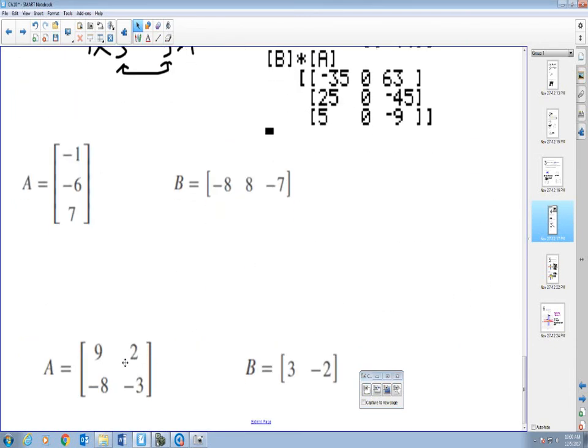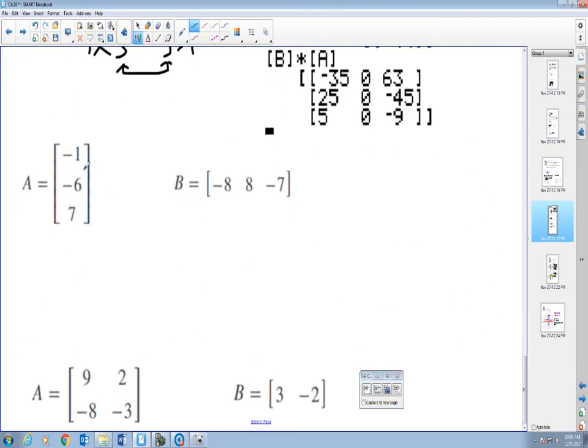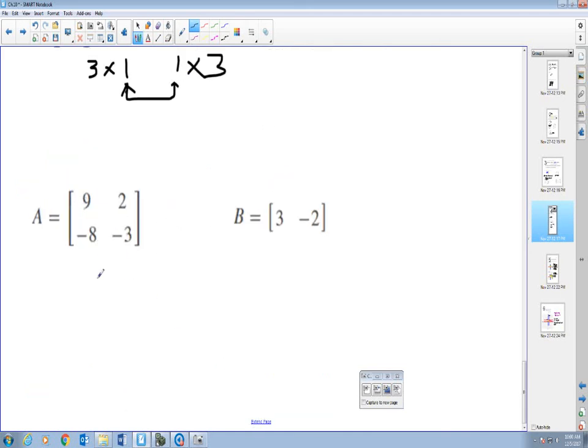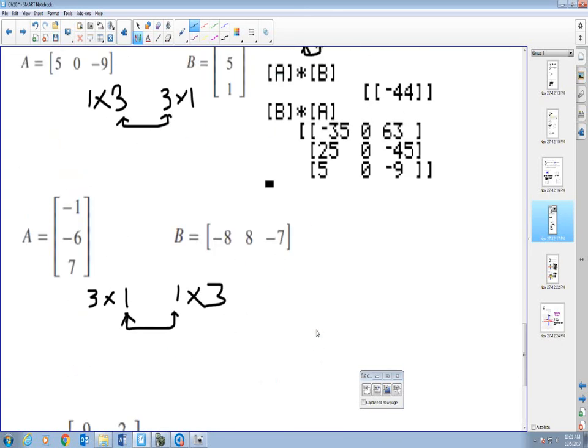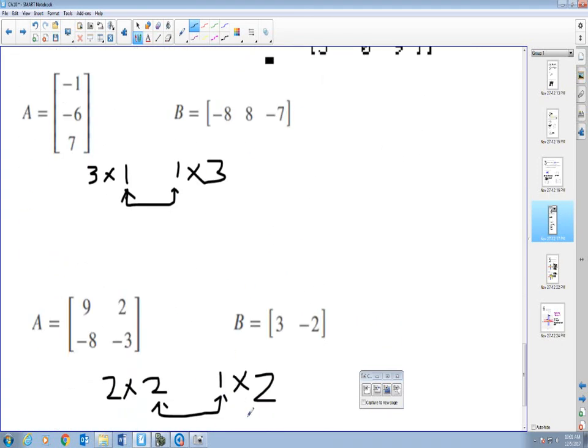Alright. So this is 3 rows by 1 column. This is 1 row by 3 columns. So I can actually multiply. I'm not going to do it, but just make sure we can actually multiply. Check it out: this one is 2 rows by 2 columns, and this is 1 row by 2 columns. When these two numbers are not the same, you actually cannot multiply them. So this one would not be possible to multiply.